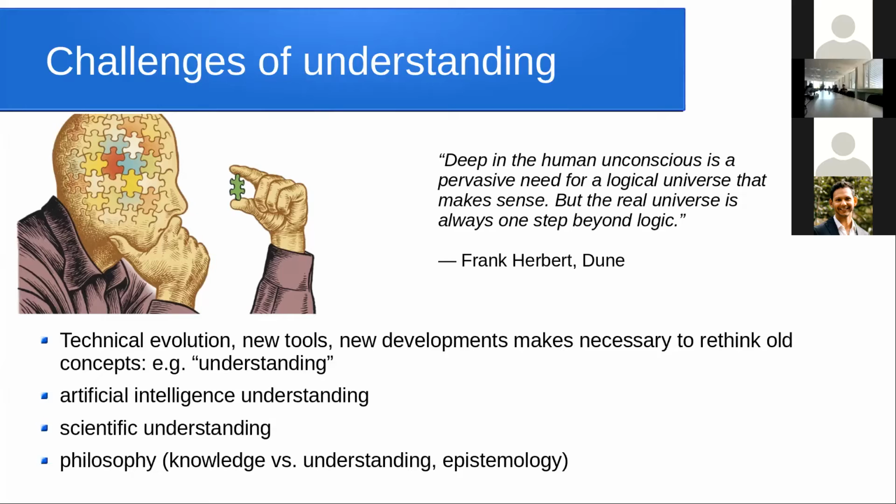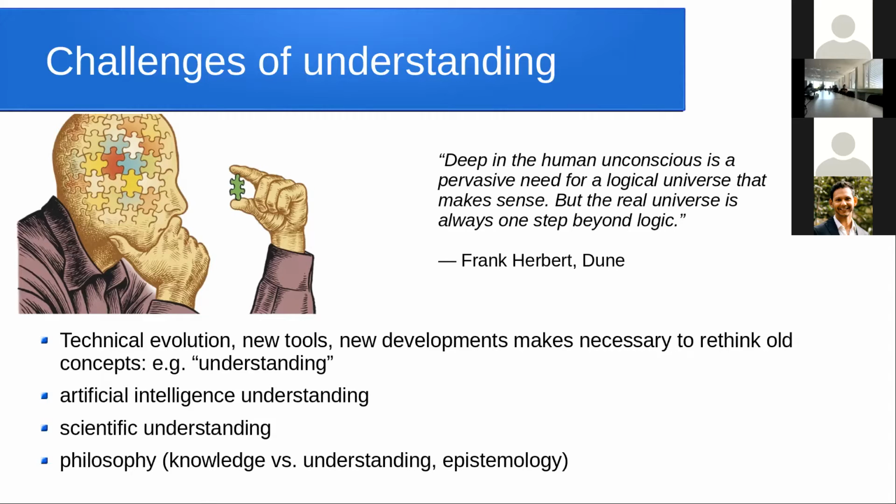A branch of philosophy, epistemology, deals with the aspects of understanding. And nowadays, two topics challenge this notion. The first one is artificial intelligence. I will go into detail later. The other one is scientific understanding, meaning that today scientific and technical models are so complicated that probably nobody on Earth can understand them fully. For example, if you think about the structure of a CPU, the question of what understanding means in that case is a delicate question.